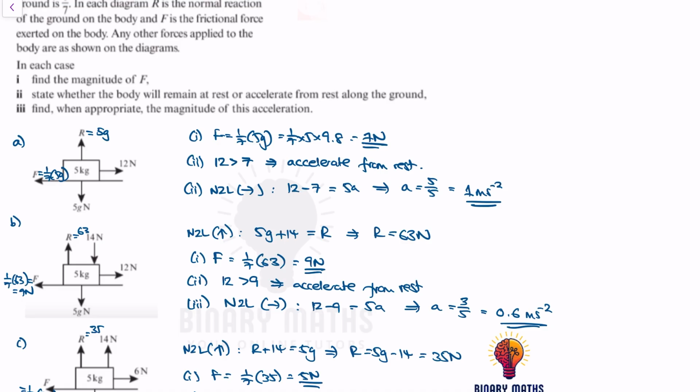Part 2, because 6 is greater than 5, it will accelerate from rest. So it wouldn't have accelerated at all if they were equal, but in all these examples they are not equal. Part 3, then it will be 6 take away 5. So Newton's second law applied horizontally. 6 take away 5 must be equal to 5 times acceleration, which means A is equal to 6 take away 5 is 1, divided by 5, which is equal to 0.2 meters per second squared.